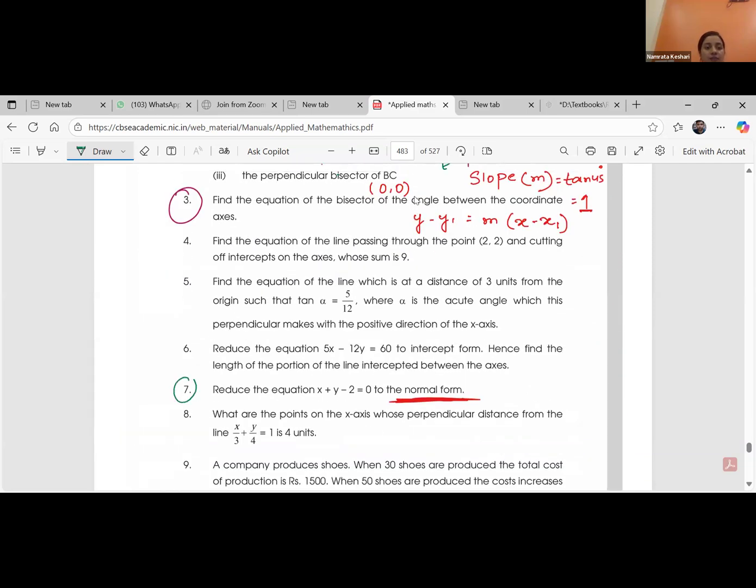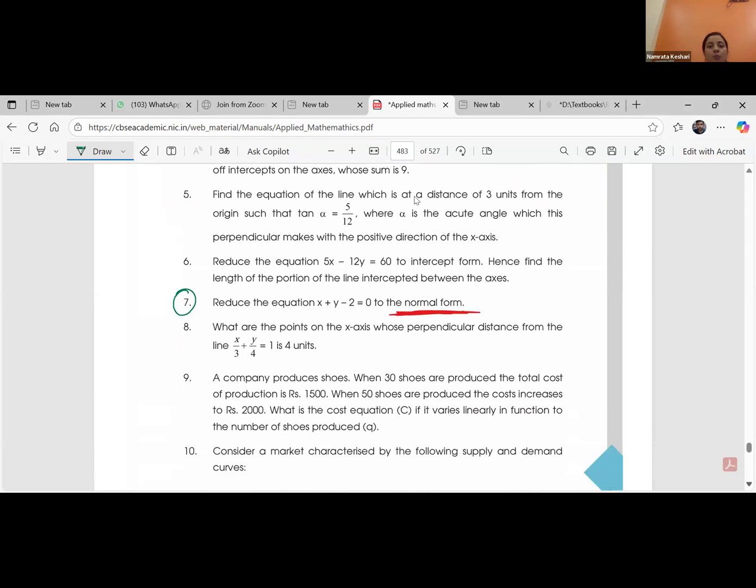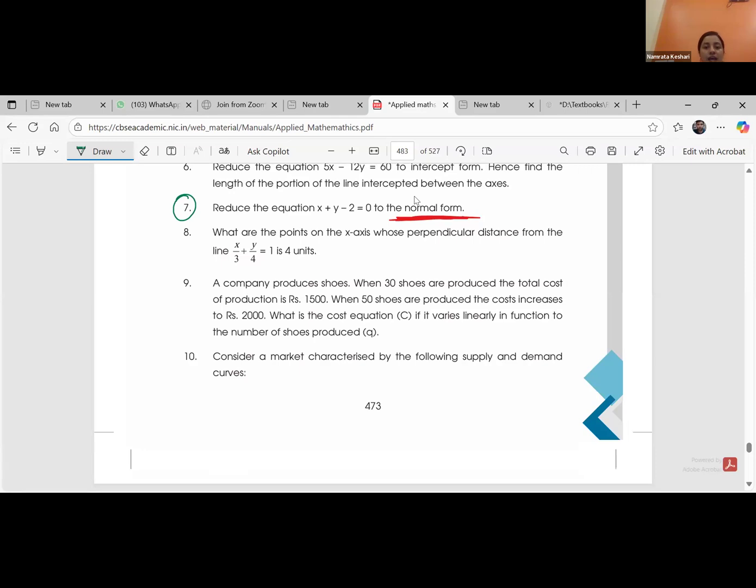See question number 7. Reduce the equation x plus y minus 2 is equal to 0 to normal form. So what are we having? x plus y minus 2 is equal to 0. First, we will take this minus 2 to the other side. What is the motto? We are trying to write it in the normal form, which is x cos alpha plus y sin alpha is equal to p. So this 2 will go to the other side. Here positive 2, and we are having x plus y. Great. It looks like we'll be able to write.